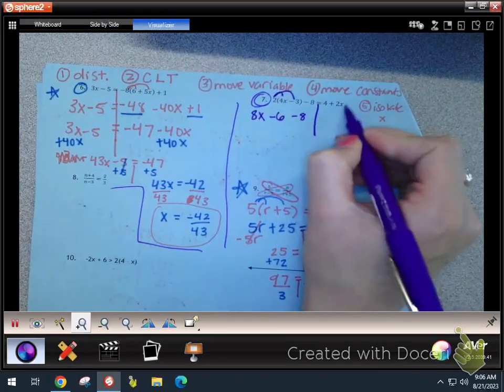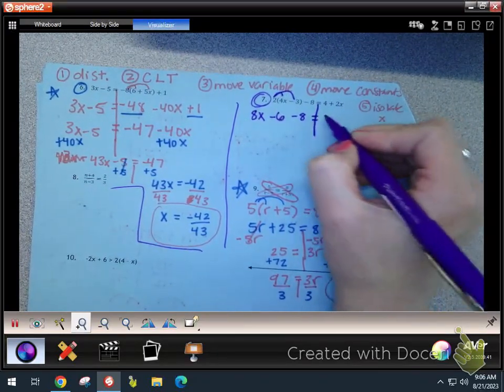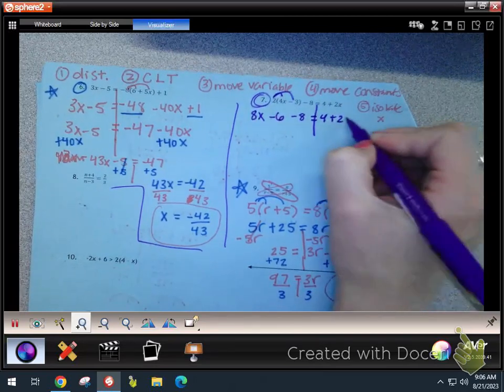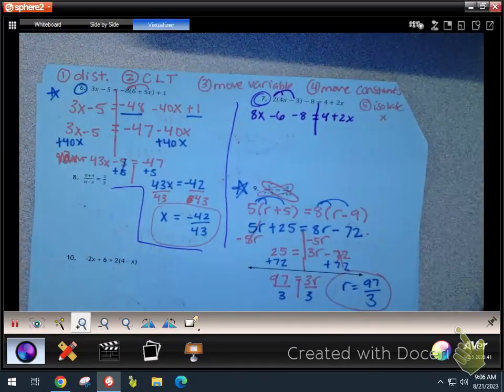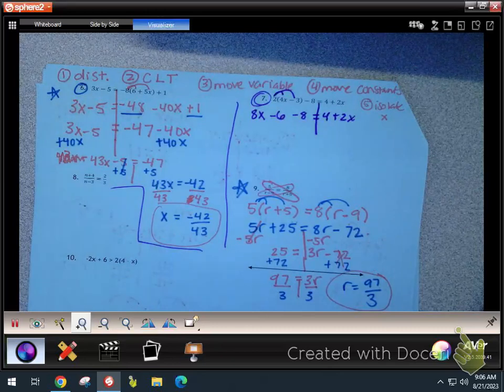Do I have to distribute on the right-hand side? No, so I'm going to copy that down as well. So that was my step number 1. Very good job on getting that. That's a really, really big part of solving equations is knowing how to distribute, and y'all are crushing it.